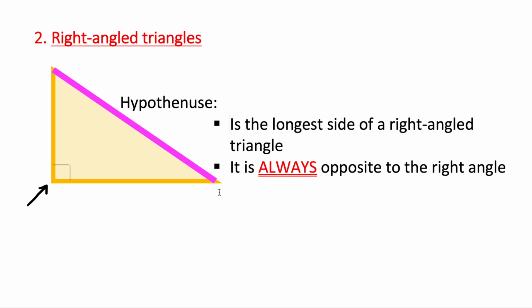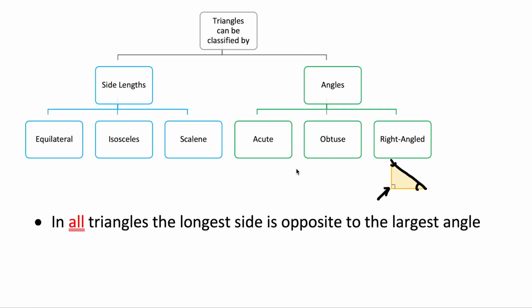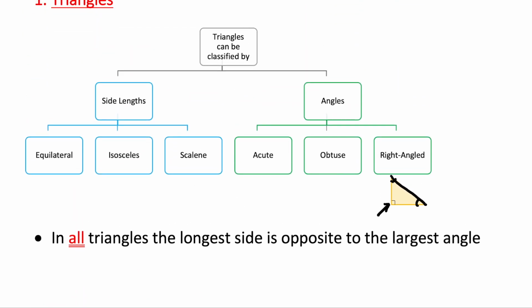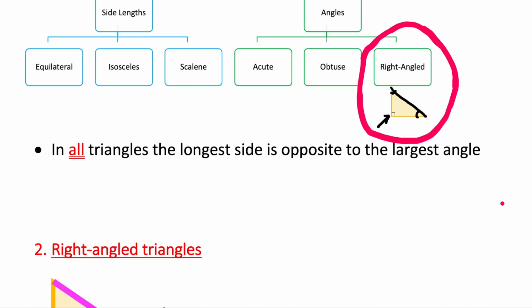Okay, I forgot to mention before, but in this unit of Pythagoras theorem and trigonometry, we're only going to be working with right angle triangles. So that's why when we were talking just before about how we can classify triangles, I just want us to focus on these right angle triangles. Okay, fantastic.